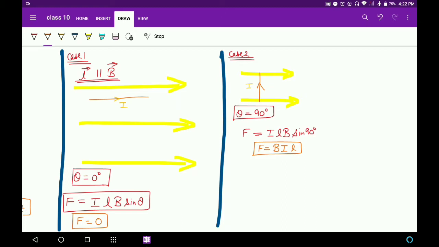It is not a big deal. Now there is one more aspect of the force, which is direction. In the first case, there is no need to find any direction because the force is coming out to be 0, and 0 will not have any direction. But in the second case, I am getting a force BIL. Now over here I will have direction as well. And how will I find direction? I will find direction using the right hand thumb rule, which we have already seen in the video.